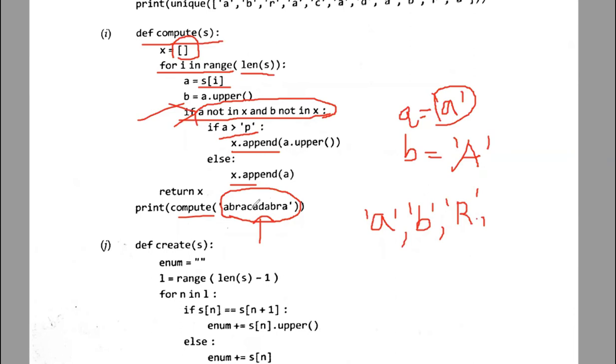In the next iteration, if it is taking C into account, C is not available and it is not greater than P, so a small letter C is going to get appended. A, when it is taken, is already available, so it will not append. And again A is there, it will not get appended. It is going to consider the next character as D. D will be appended. A will not get appended. B will not get appended. And R is already present. This is a small letter R, and what is already present is capital letter R.